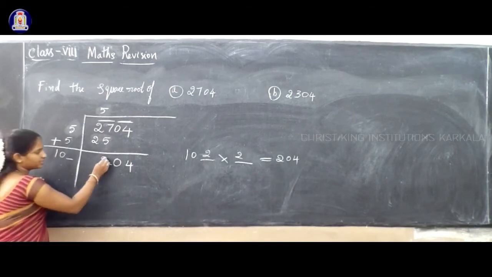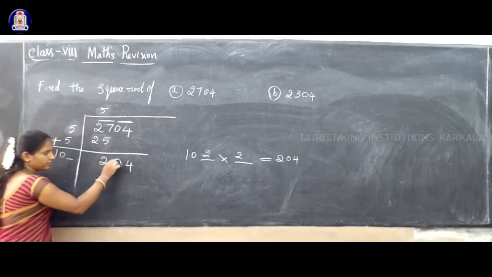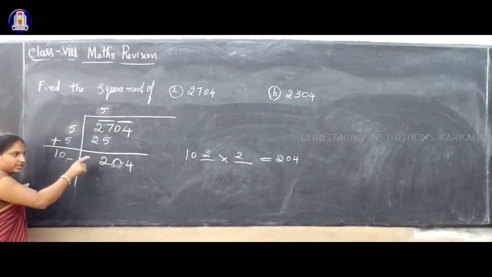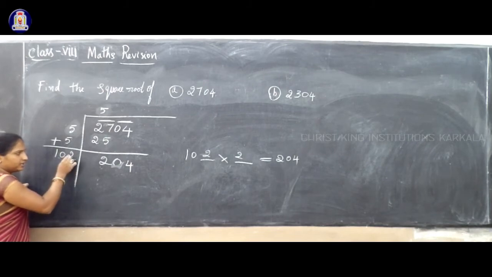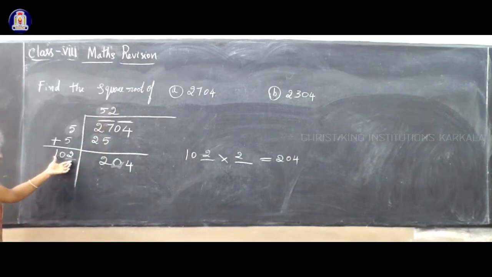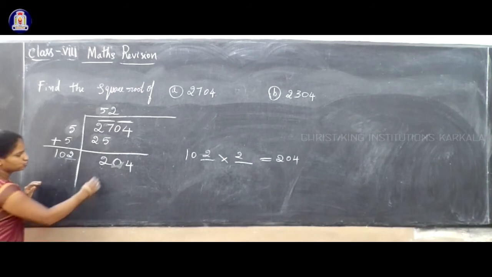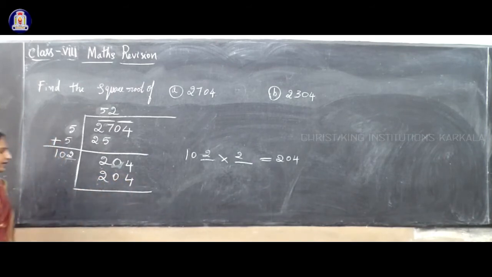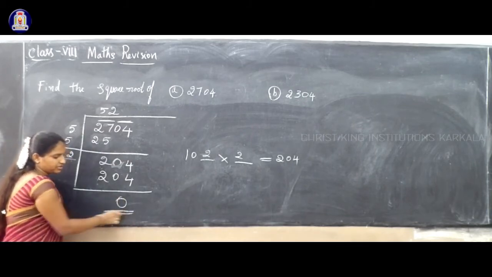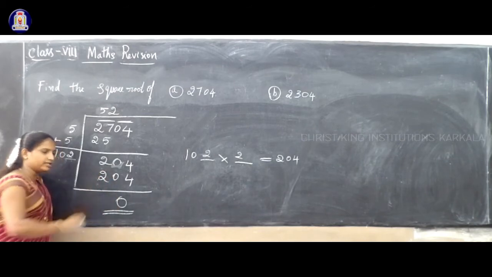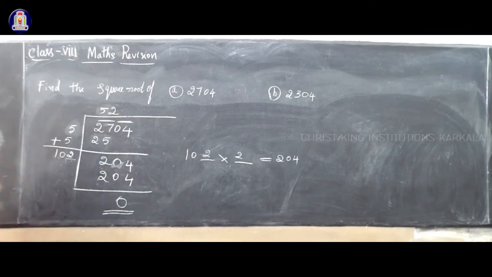Next, the remaining is here 204. Now again we can divide this, isn't it? So 10 dash into dash, that means 102 into 2 means we get 204. So the answer is 204. Next, subtract 204 minus 204, that is 0. So 4 minus 4 is 0, 0 minus 0 is 0, and 2 minus 2 is also 0. Understood? So the remainder is 0.